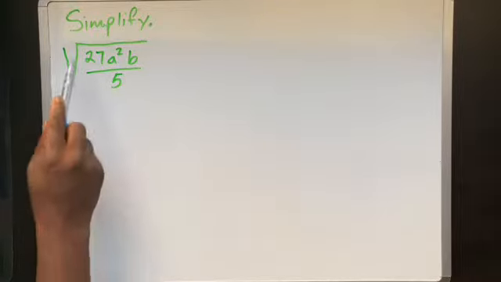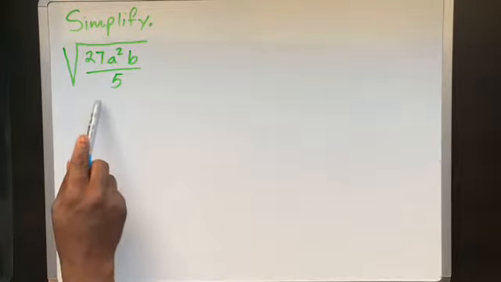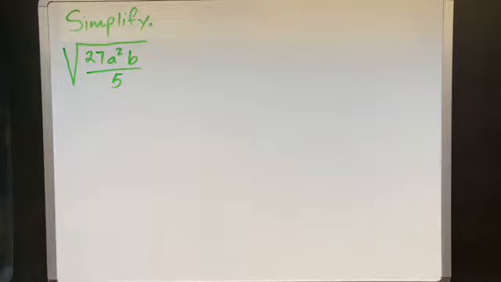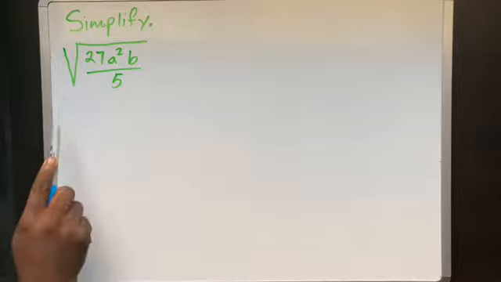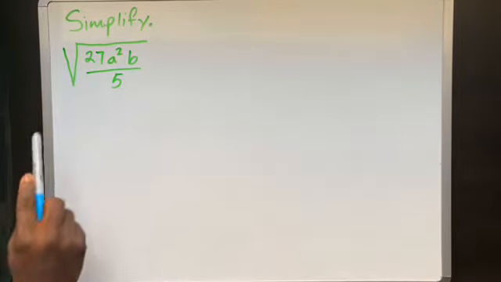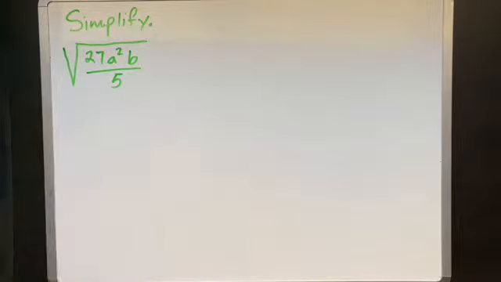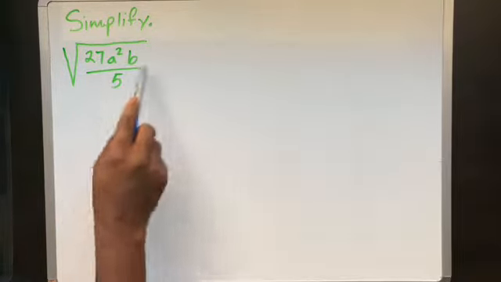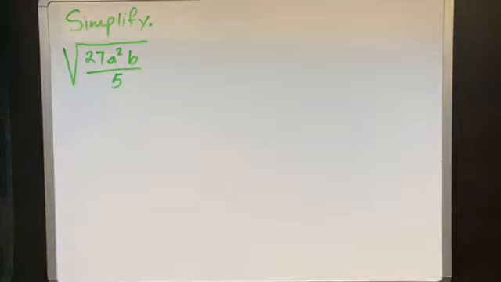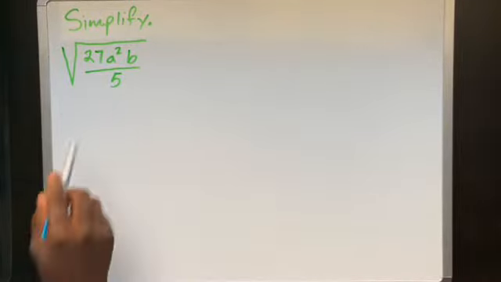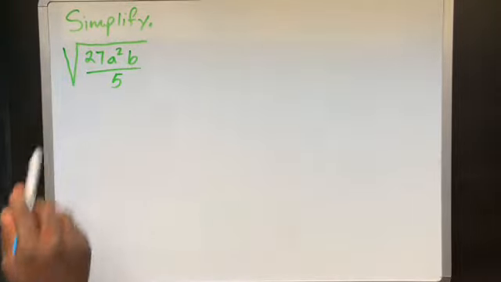Today we're going to talk about how to simplify this radical expression. It's going to be quite a few steps, so let's go ahead and get started. Now, here we have the square root of 27 times a squared times b all over 5. This square root symbol applies to everything in this rational expression, but we refer to this complete thing as a radical expression.